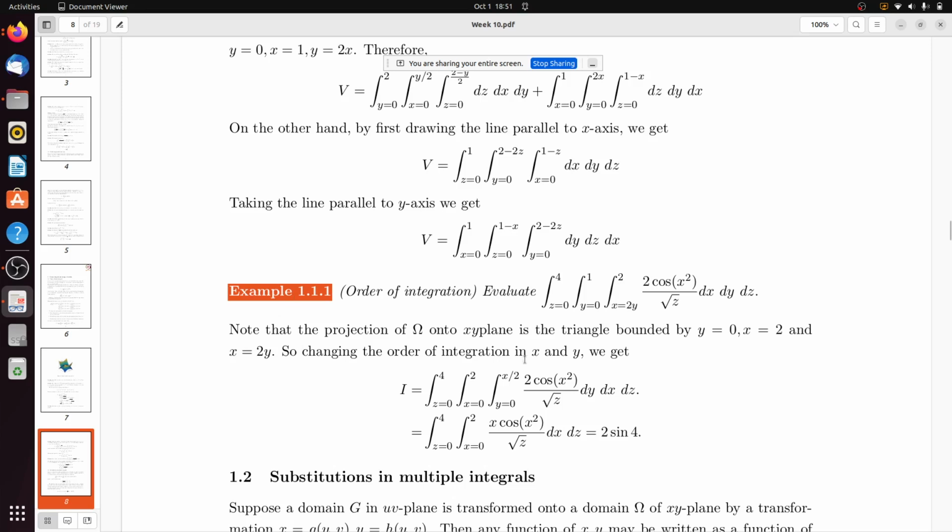So changing the order of integration in x and y, you will get this as z from 0 to 4, x from 0 to 2 and y from 0 to x by 2.